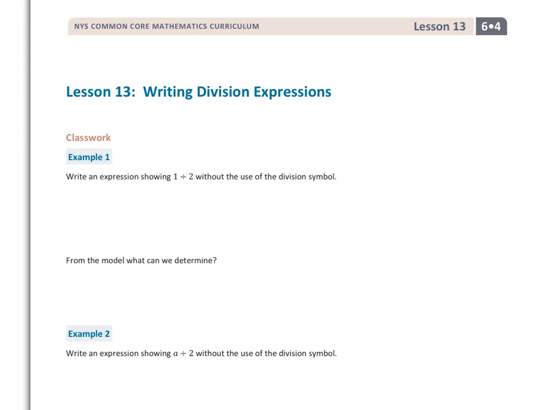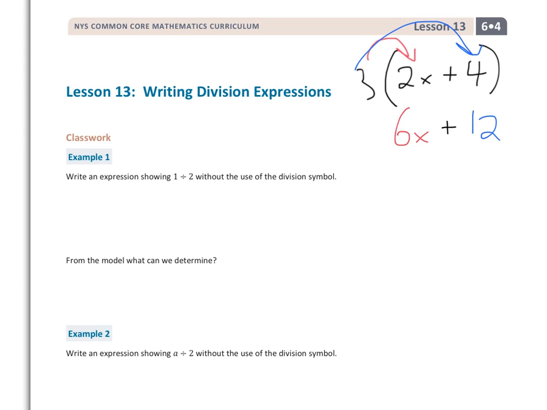So in the last few days, we've done things like 3 times 2x plus 4. And this is a multiplication expression, the ones we've been working on, because this whole thing means 3 times all of this stuff. So when we actually work it out, 3 times 2x is 6x, plus 3 times 4 is 12. So this is multiplication. We're using multiplication to solve those ones.